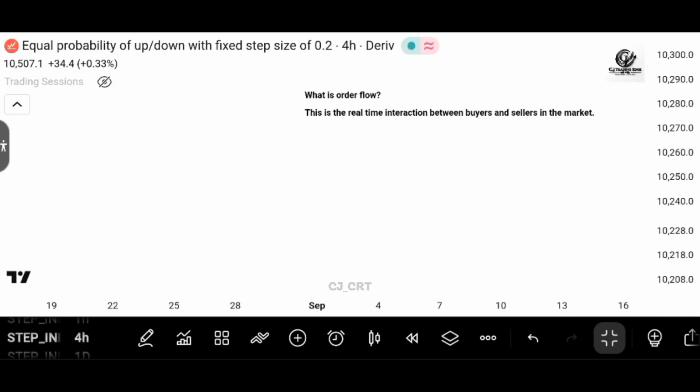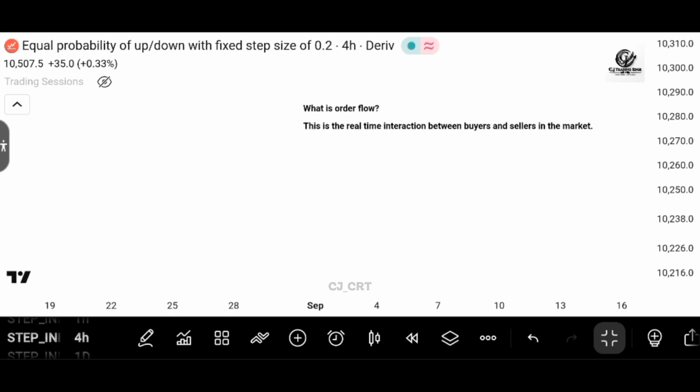So now price does not move simply because a candle is bullish or bearish. It moves because orders are being executed. When buying pressure becomes stronger than available selling pressure, price can move higher. When selling pressure overwhelms available buying pressure, price can move lower.